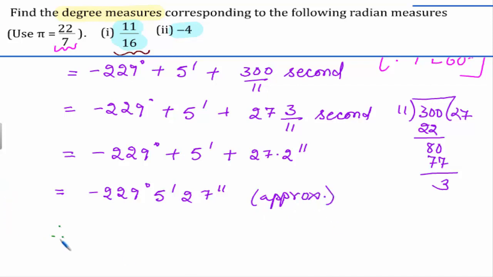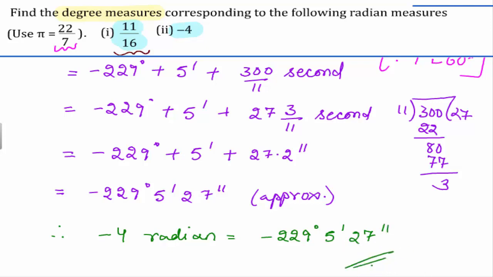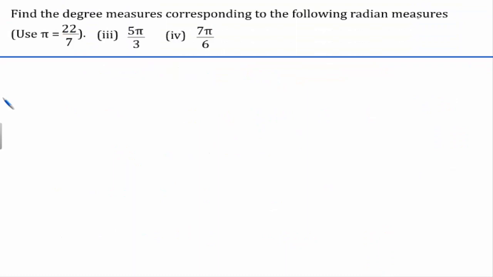Therefore our answer is minus 4 radian is equal to minus 229 degrees, 5 minutes and 27 seconds. This completes the solution. In this question, we have to find the degree measure of the following radian measures. Let's begin with the solution.